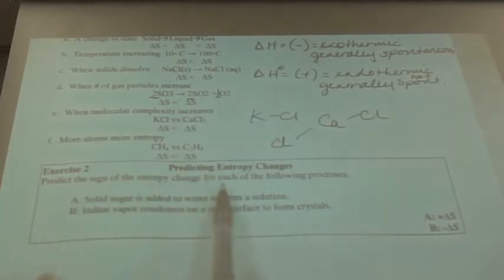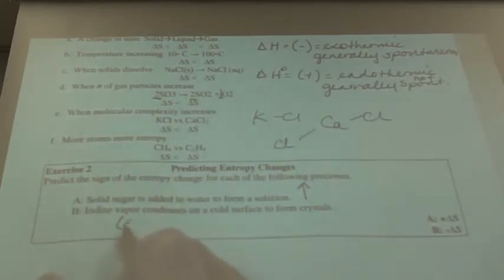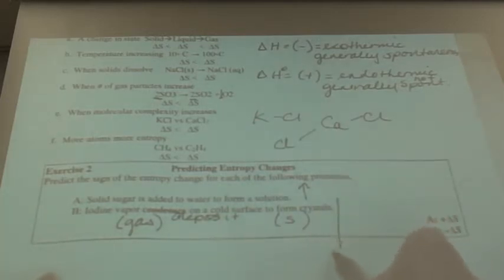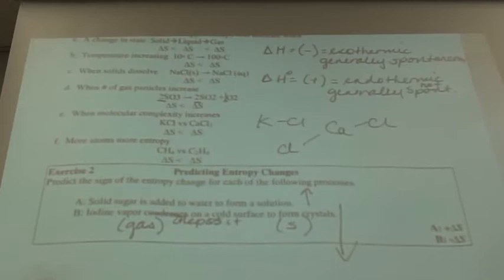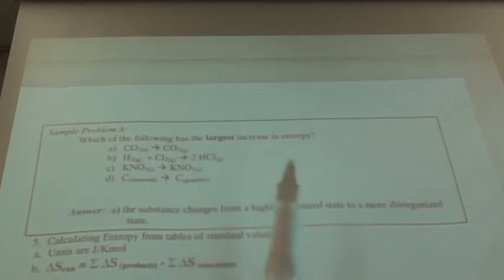Predict the sign of entropy change for each of the following processes. Solid sugar is added to water to form solution. You dissolved it, so the entropy increases. Iodine vapor, that's a gas, deposits on a cold surface to form crystals, which is a solid. So that is a huge decrease in entropy. Which of the following has the largest increase in entropy? CO2 solid subliming to gas, that's pretty big.